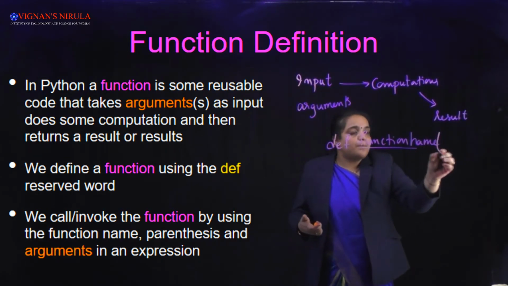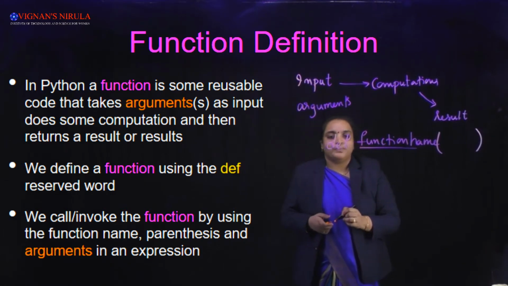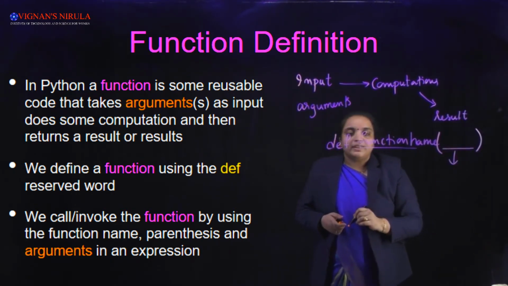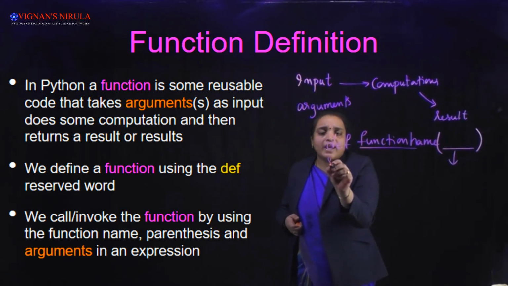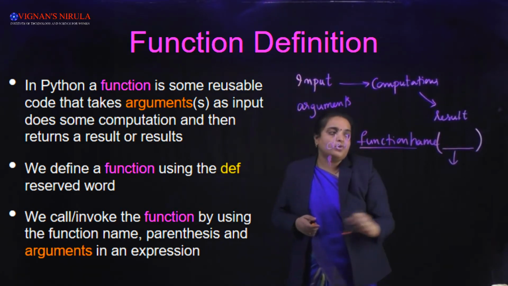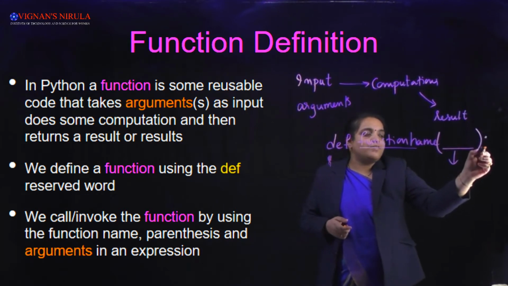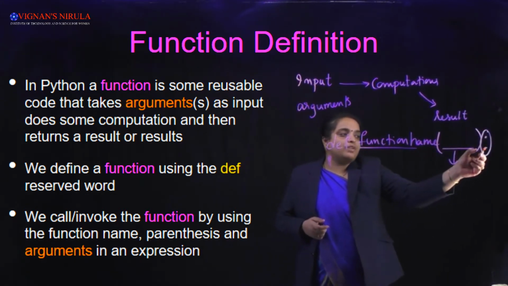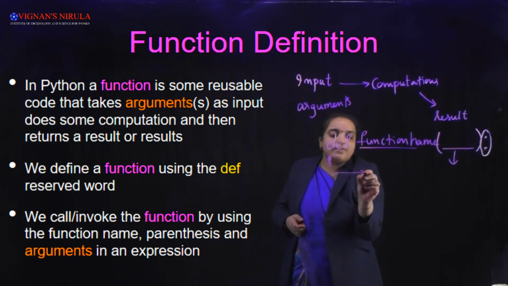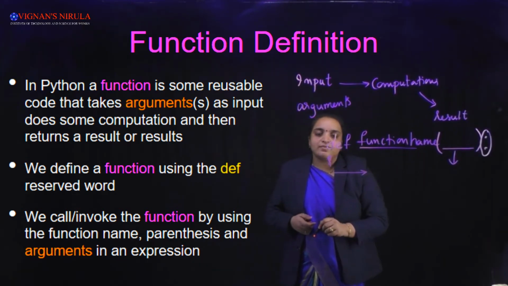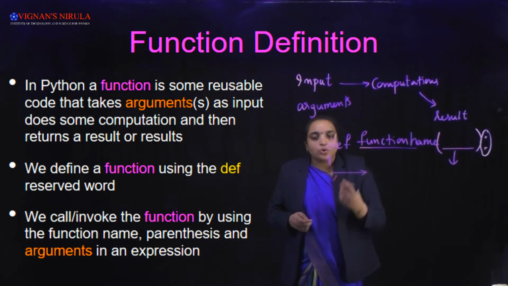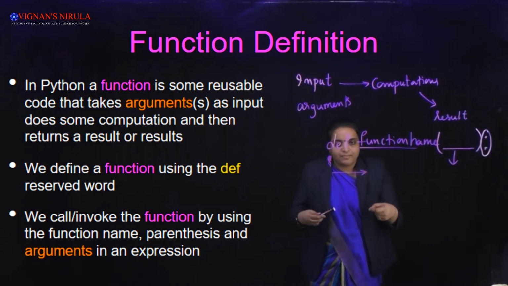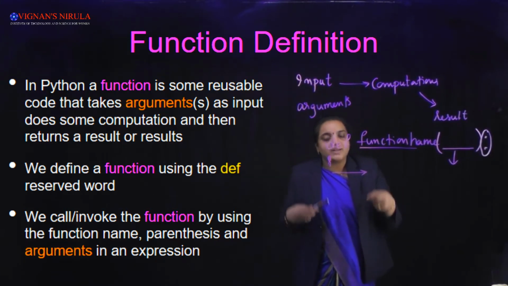So this is supplied with the arguments. These are the arguments which you will give. Then you have to write the body of the function. How will you write the body of the function? Every function starts with a colon. If you start the function with a colon, you have to indent your function. So indentation will take place. Clear? So we call and invoke the function by using the function name, parenthesis and arguments in that expression.